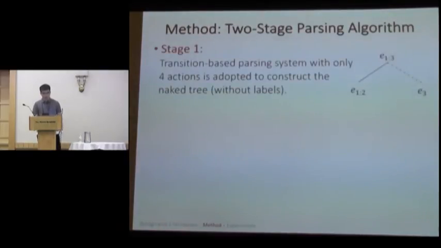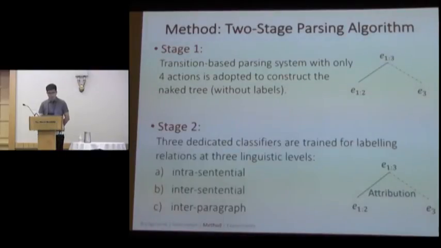So here is our parsing algorithm. We divide the parsing process into 2 stages. In stage 1, our goal is to construct the naked tree, which has no relation labels. This is done using the transition-based parsing system with only 4 actions. Then in stage 2, based on the naked tree we get in stage 1, we can assign a relation label for each internal node, describing the relation between the left child and the right child.